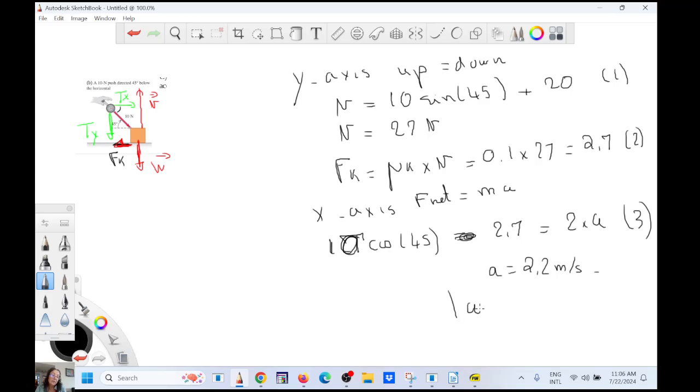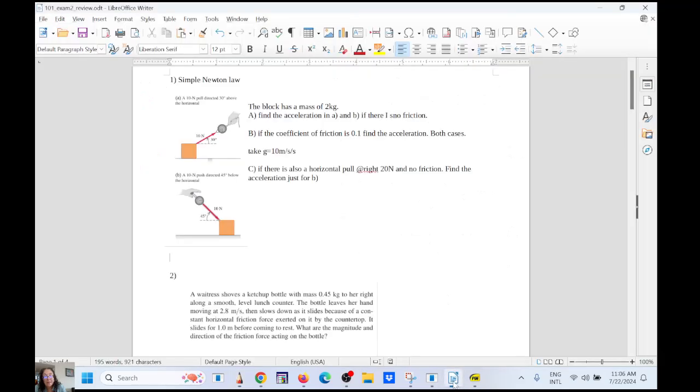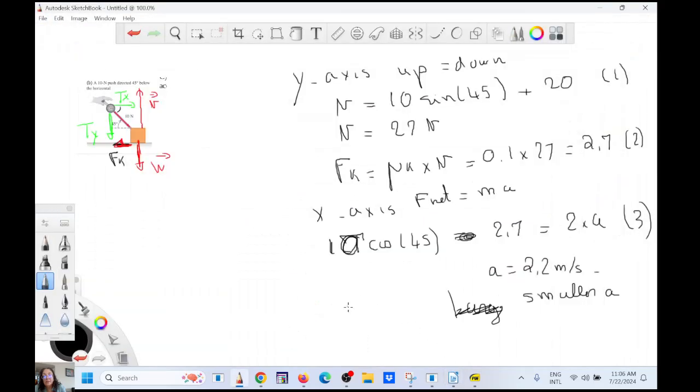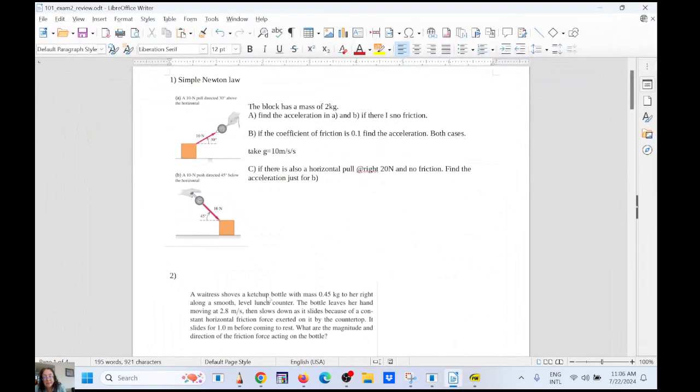So it's a smaller acceleration because you are pushing on the ground, so it's more friction. So I'm going to save that as well. Last question. Last question, very important for the test.